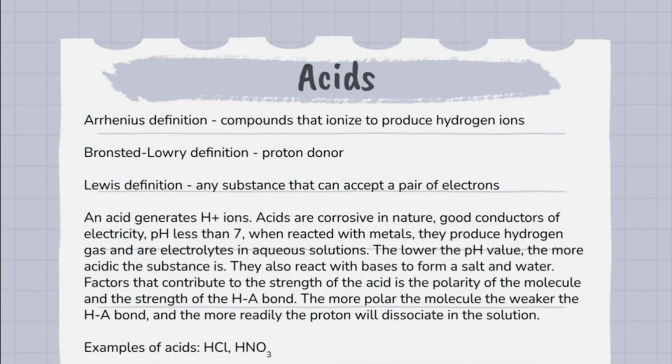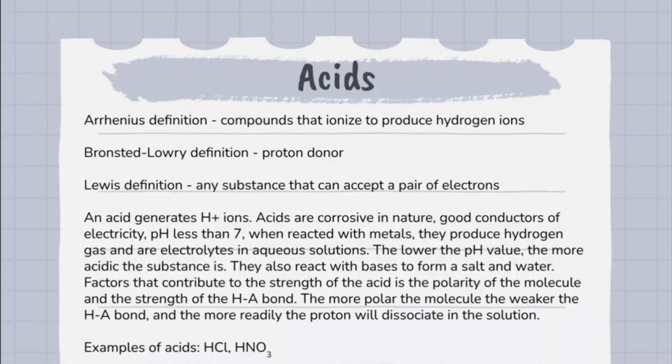The Arrhenius definition of acids is compounds that ionize to produce hydrogen ions. The Bronsted-Lowry definition is that acids are proton donors. The Lewis definition is that an acid is any substance that can accept a pair of electrons. An acid generates hydronium ions.